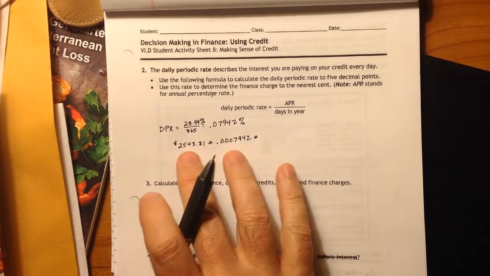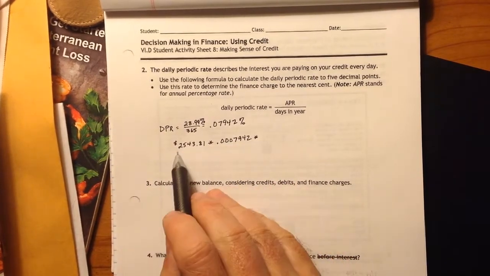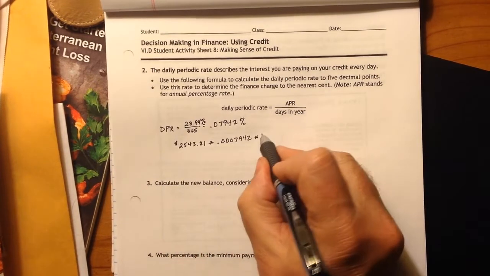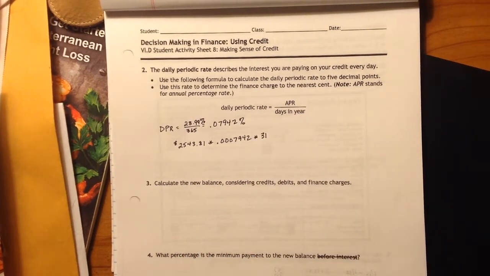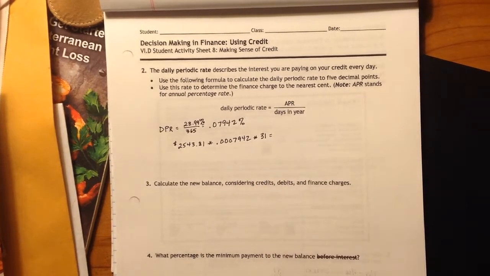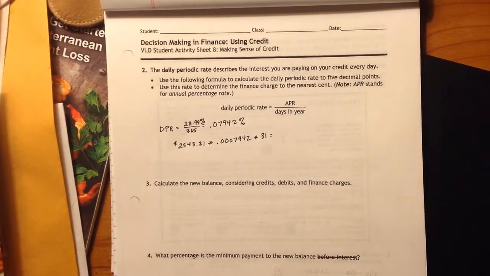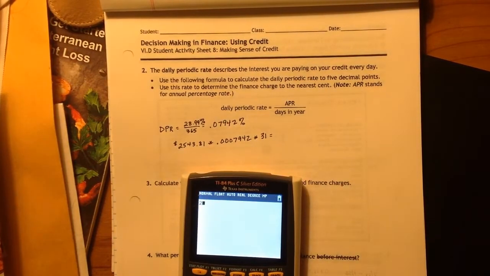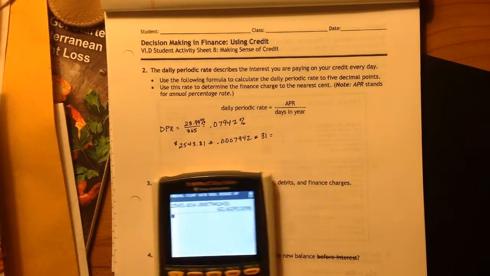how much we pay per day. The daily rate times the average daily balance, that's how much we pay per day, and then that was times 31 days. I think on the practice problem it'll be times 30 days because it's a 30-day period, I'm pretty sure, on the practice. So if I put this in, 2543.81 times 0.0007942 times 31, I'm going to round it to the nearest penny.